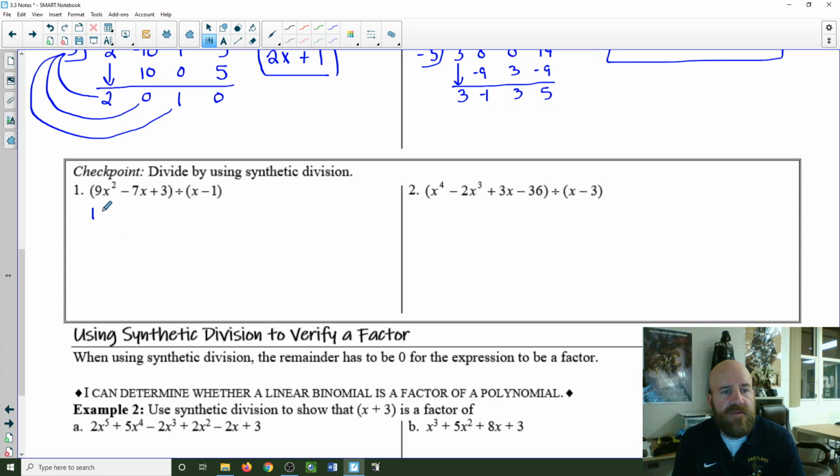All right, so we were dividing by 1. We get 9, -7, and 3. 9 drops down, 9 times 1, add, and then 1 times 2, add. So x squared divided by x, that's going to be x, we get 9x plus 2 plus 5 over x minus 1.